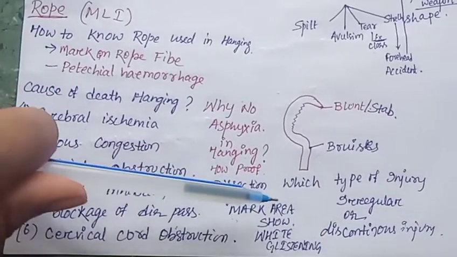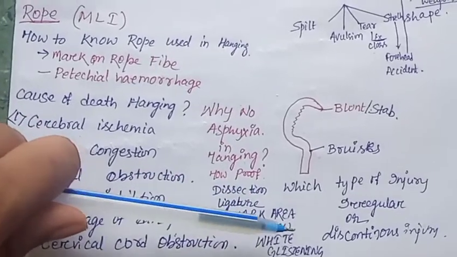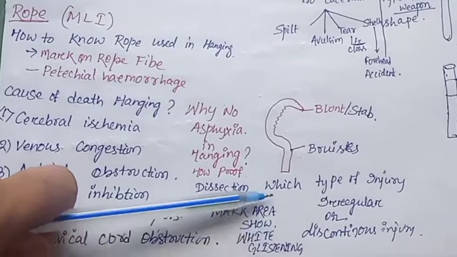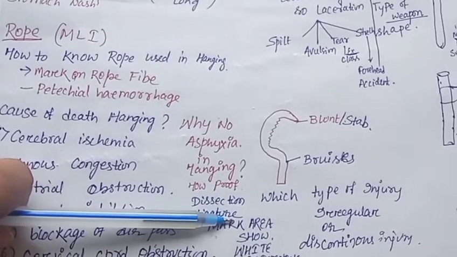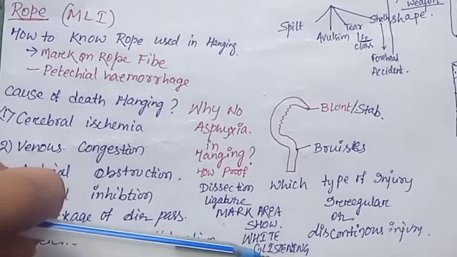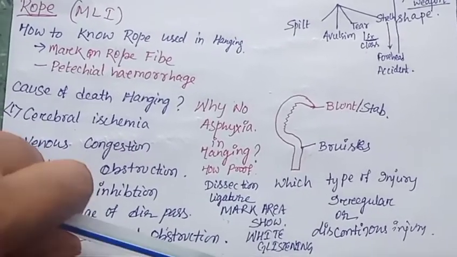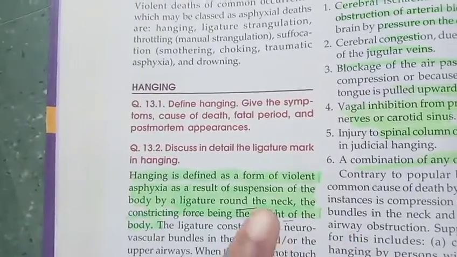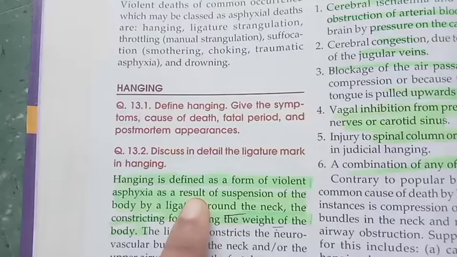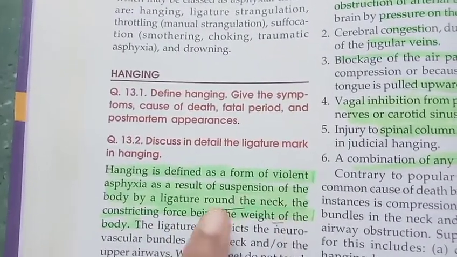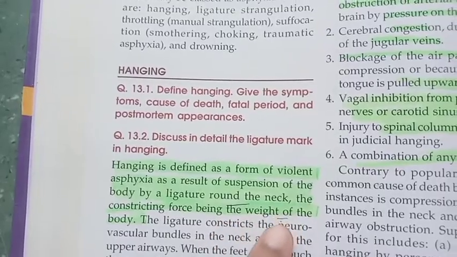So how can you prove that it is hanging or strangulation? By looking at the dissection, you can find a white glistening area. By dissection you can know this is hanging, and if strangulation occurs, there is no white glistening material found. See the hanging definition, you should remember: asphyxia, violent asphyxia, as a result of suspension of the body by a ligature around the neck, the constricting force being the weight of the body.